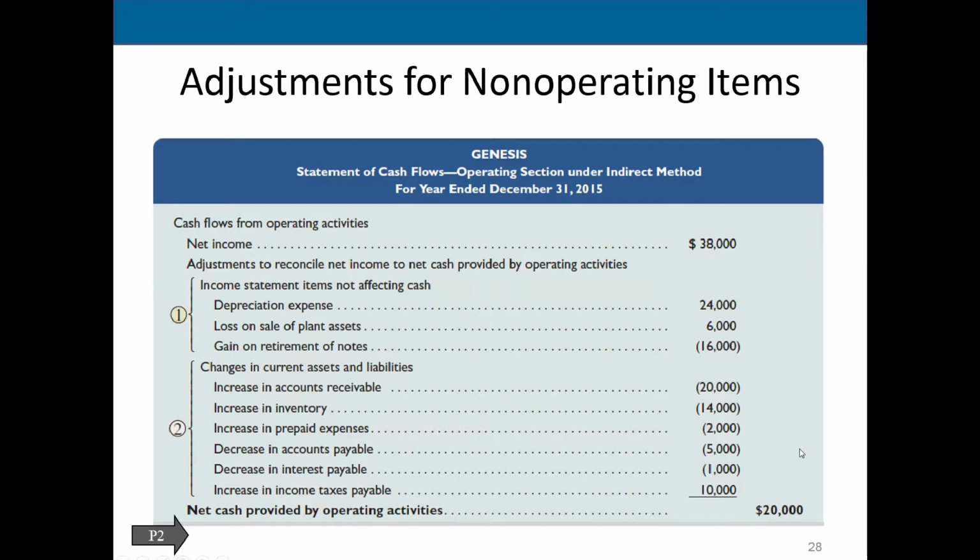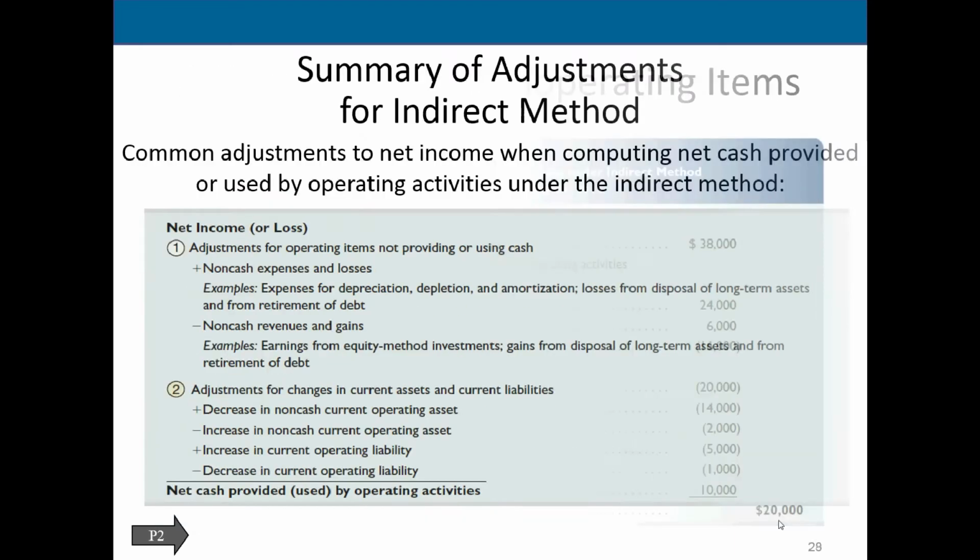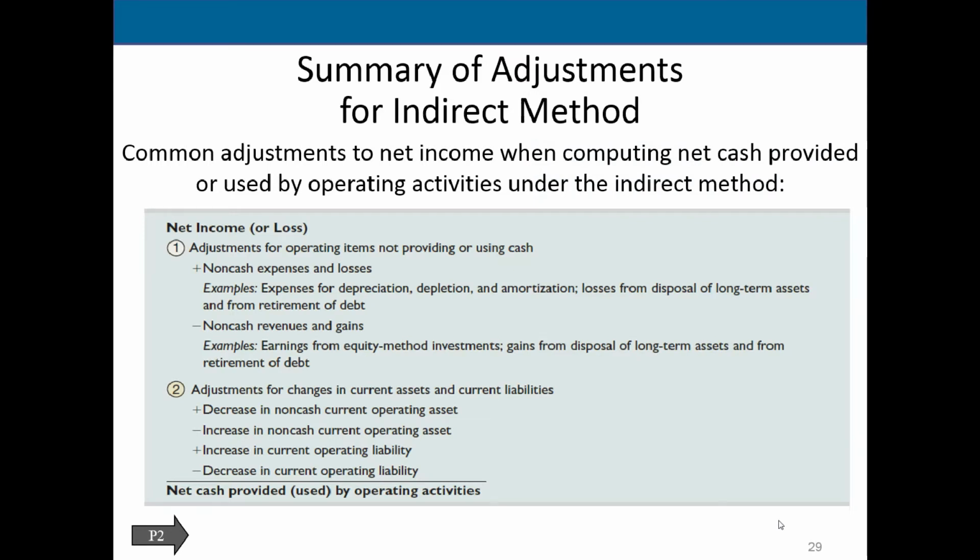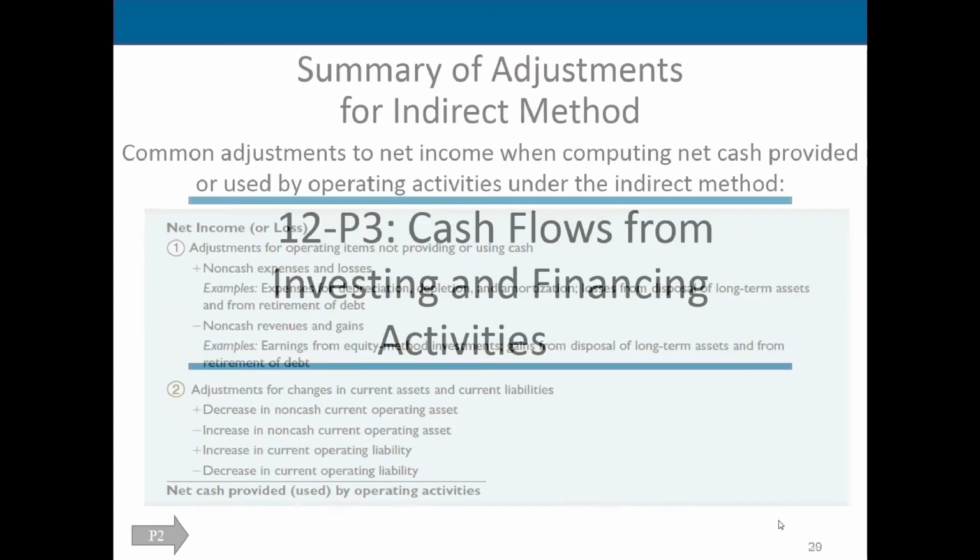Why is it provided by? Because it's a positive. $38,000, and then we take all of this into account, gets us down to a positive $20,000. That means it's net cash provided by. If this were a negative, it would be net cash used by. All right. Then we get into some of the other stuff as well. This is just the summary of adjustments for the indirect method, and that's the only time we use indirect. It only has to do with the operating activities section. Once we're done with operating activities, we go into investing and financing, and it gets a lot easier.